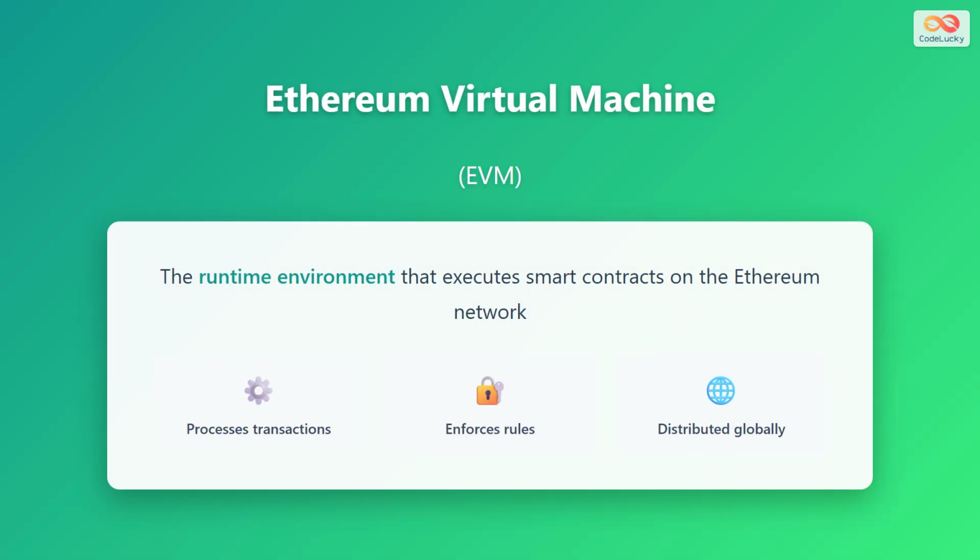The Ethereum Virtual Machine, or EVM, is the runtime environment that executes smart contracts on the Ethereum network. It processes all transactions, enforces the rules of the network, and ensures everything runs correctly. The EVM is distributed globally across thousands of computers, making it incredibly resilient and secure.